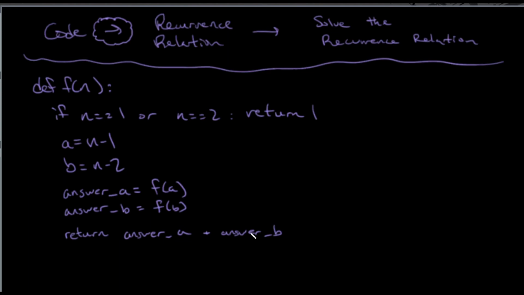And so what I have here is the code that we came up with in the last video, except again, like with factorial, I've made the steps a bit more verbose. I have some more variable assignments just so that it's easier to see the recurrence relation.